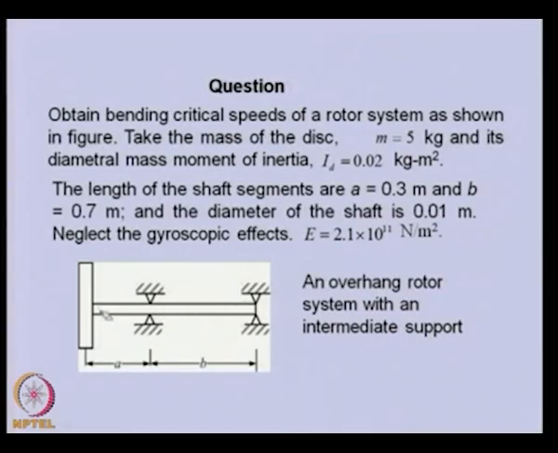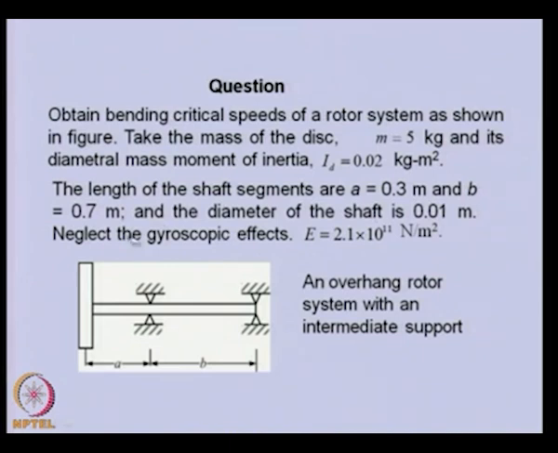So, the example is like this. We have a shaft which is massless, we have a disc at the overhang part of the shaft, and these are the pin supports or simple supports, and this is the intermediate support. Basically, we need to obtain the natural frequency or the critical speed of the rotor system. We have the mass and diametral mass moment of inertia property of the disc. Various dimensions are given, like A is the length of this overhang part of the shaft, and B is this part of the shaft, and the diameter is uniform, 0.01 meter.